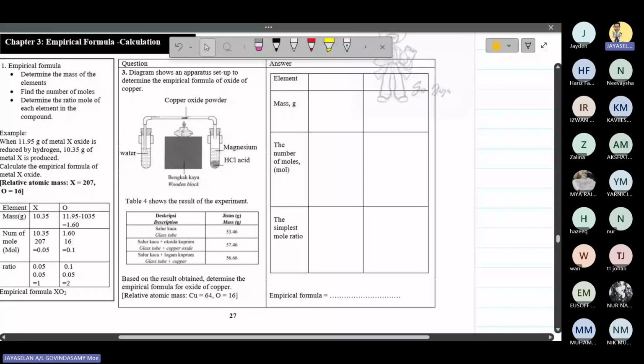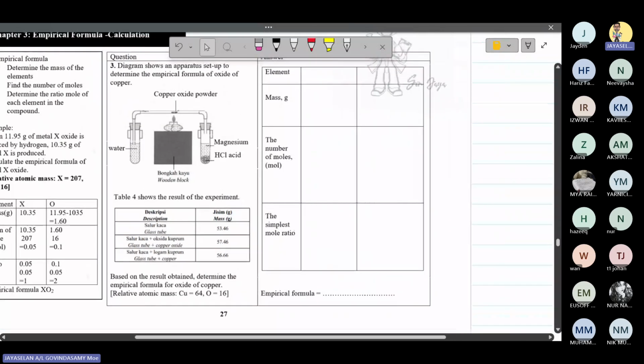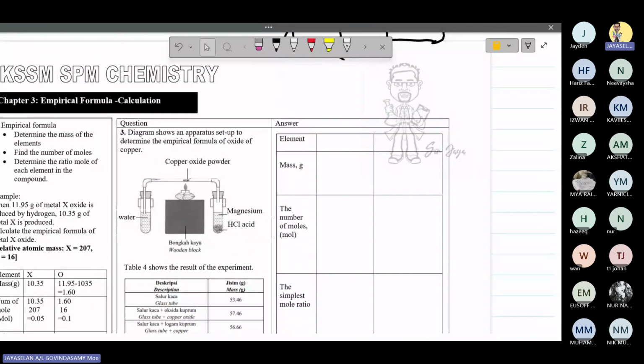Okay, your paper 2 structure question. So this question is very important. So we try to get the calculation first. Teori semua you boleh baca dalam buku. So we try to go for the question. They give you copper oxide. For this experiment, salinkan nota penting. So this one, copper oxide, or you can take PbO.